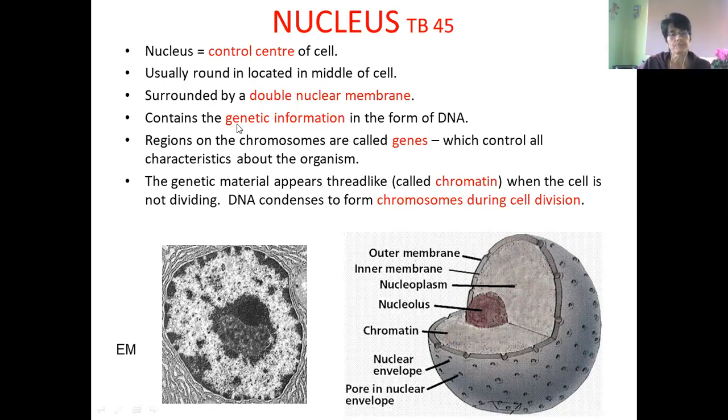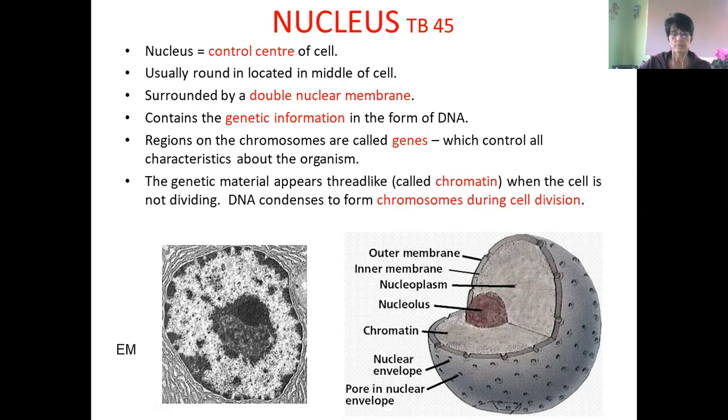All right, so normally the nucleus is found somewhere in the middle of the cell. It also depends if it's being pushed to one side. For example, in a plant cell, it's pushed to one side by the large growing vacuole. A double nuclear membrane surrounds the nucleus, which you can see over here. There's a double nuclear membrane on an electron micrograph. So that is a cross-section through a nucleus, and it contains the genetic information.